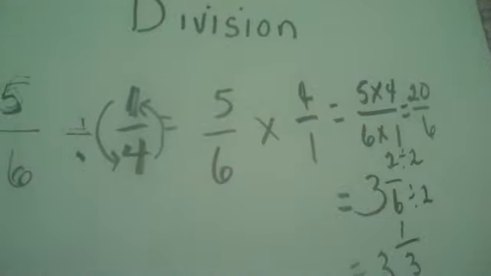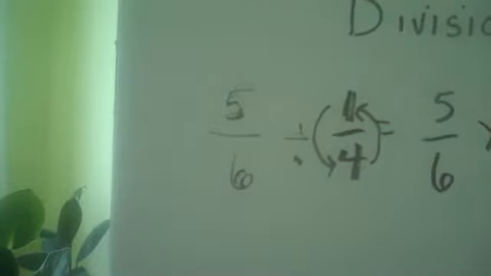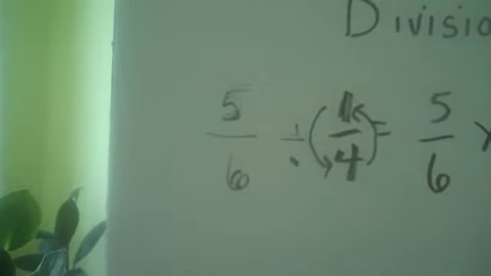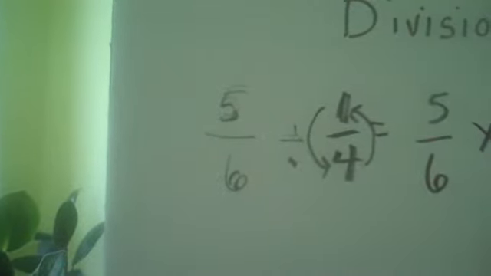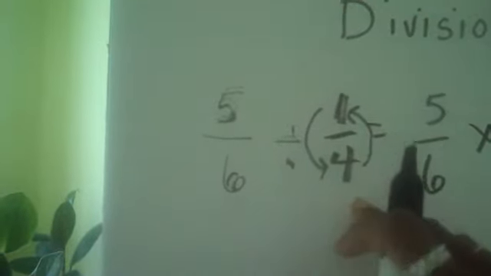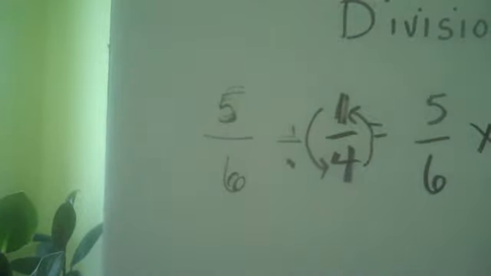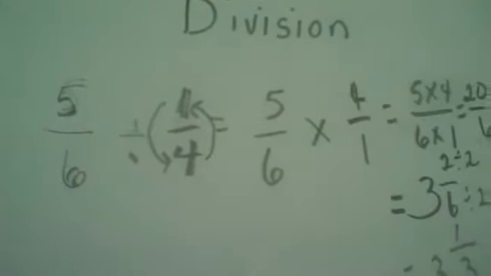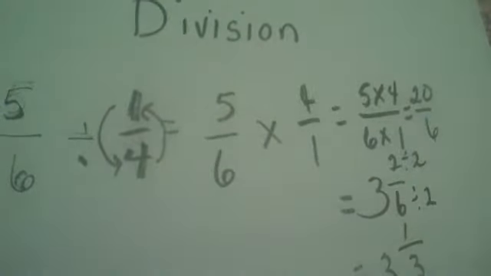Let's review this procedure. We go back to the original problem, which is 5/6 divided by 1/4. We replace the division sign with a times sign, and we have 5/6 times the reciprocal of 1/4, which is, as you see, we reverse the placing of the numbers, 4/1. Then we have a normal multiplication problem where we will then multiply the numerators together. So we'll multiply 5 times 4 to get 20, and 6 times 1 to get 6.